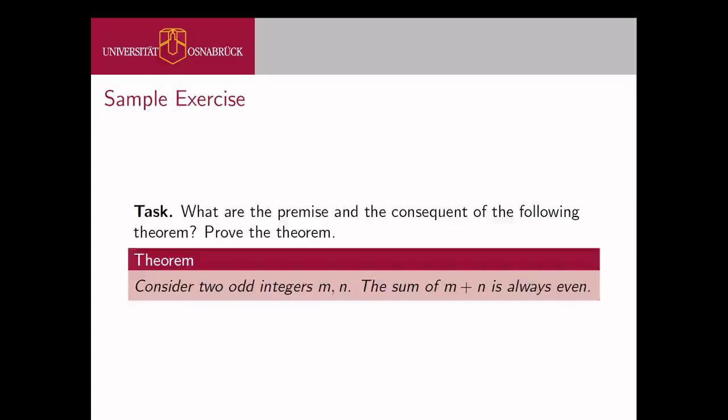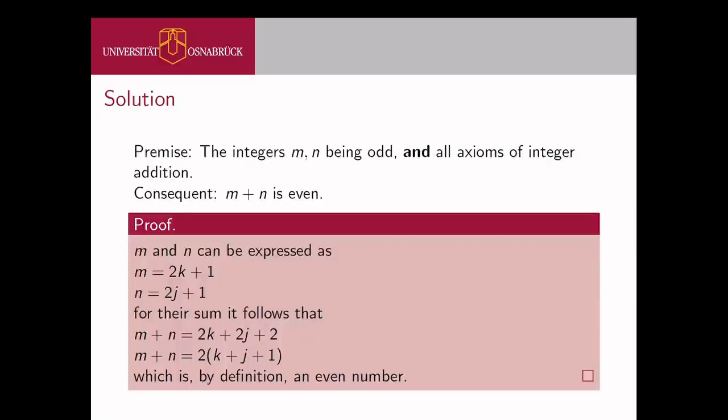Now, for those of you who solved it, you are excellent solvers of simple algebraic direct proofs, and for those of you who just want to enjoy the show, here's the solution. The premise of the statement is that the two integers m and n are odd, and all axioms of integer addition, so everything we know about adding integers together. And the consequent is m plus n is even.